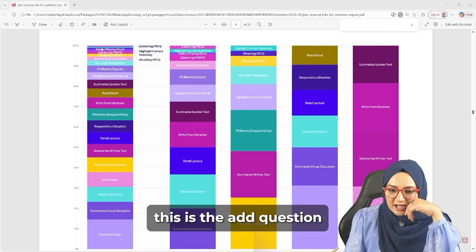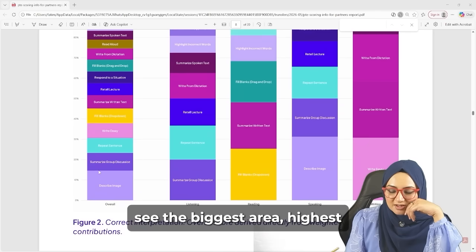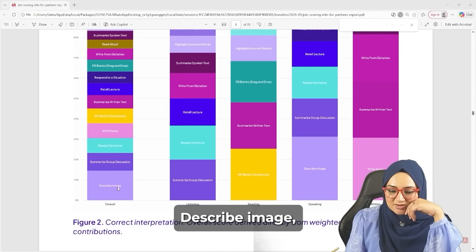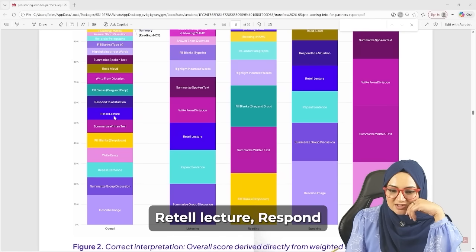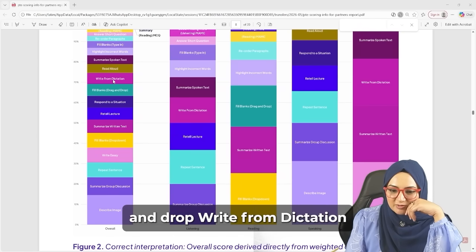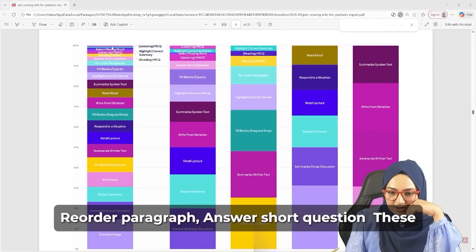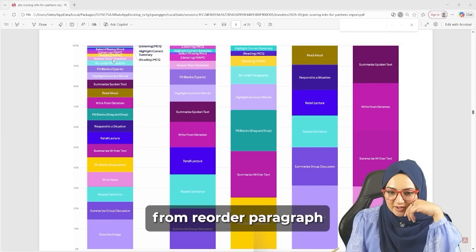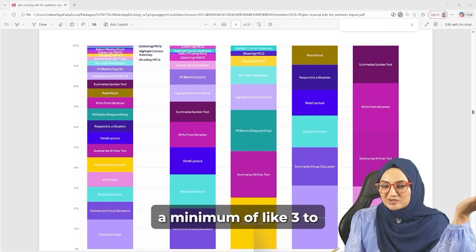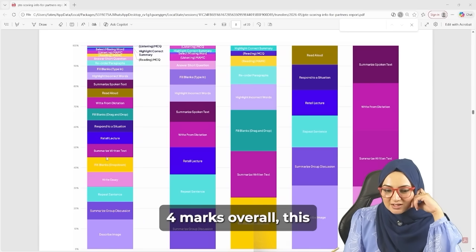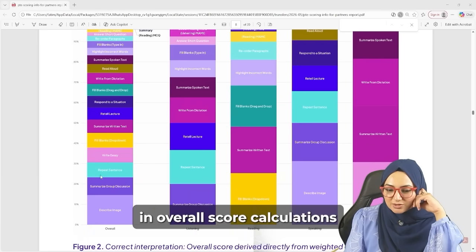So they add question-wise individual scoring. See the biggest area, highest, describe image, then summarize group discussion, then repeat sentence, then essay, then drop down, summarize written text, retell lecture, respond to situation, drag and drop, write from dictation, read aloud, summarize spoken text, incorrect words, fill in the blanks, reorder, ASQ. These last from reorder paragraph. After reorder paragraph, these questions barely carry a minimum of like 3 to 4 marks overall. This is highest to the lowest in the overall score calculation.